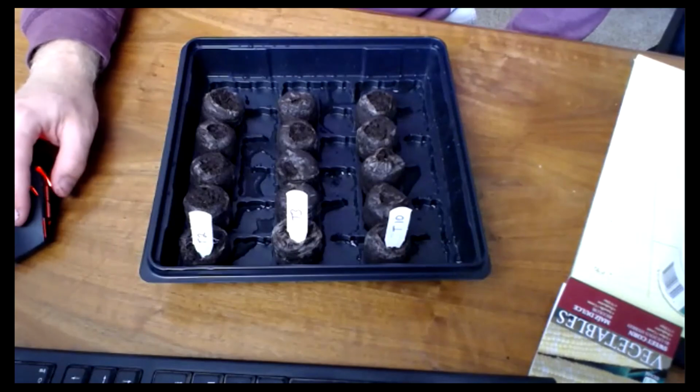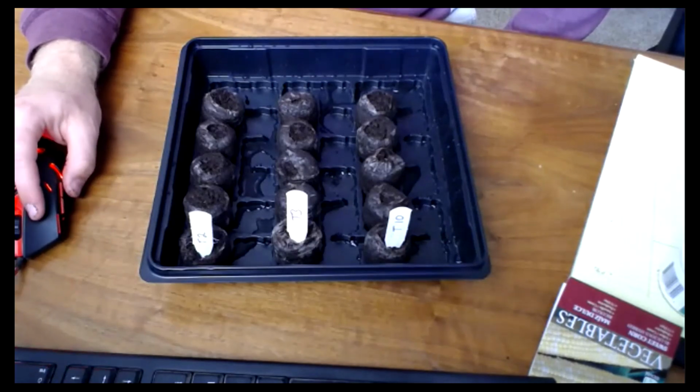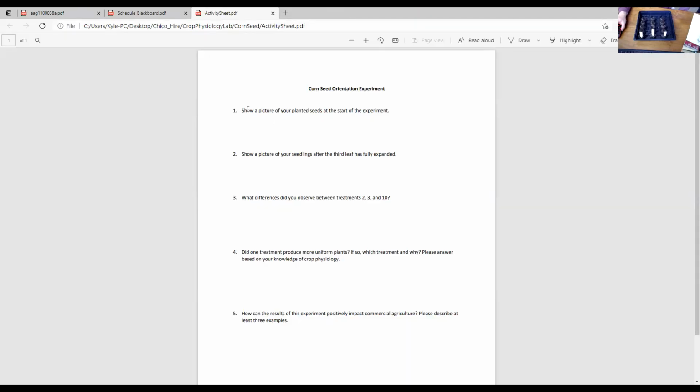I'm going to share my screen real quick here and show you the activity sheet. The activity sheet, I just want you to demonstrate that you've done this experiment, showing me some pictures, and then talk about what differences you observed. Now, this answer shouldn't be one sentence, right? You should probably have a very solid 5-sentence paragraph off of this, right?